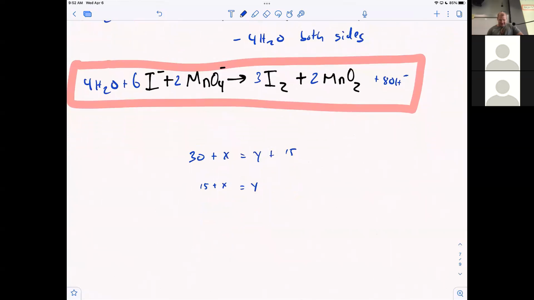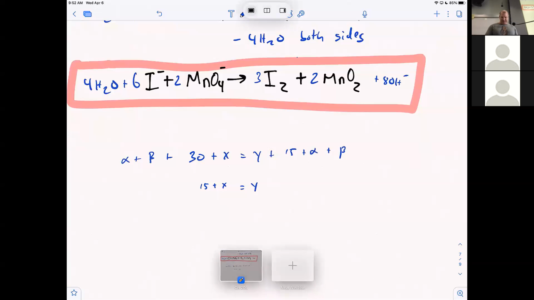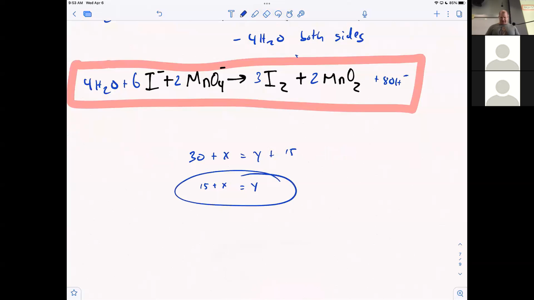I could write alpha plus beta on both sides and they would go away, right? So mathematically speaking, when you have an equation, you can put whatever you want, but then the term is balanced. So this is still a balanced equation, but you can get rid of all that stuff. And the other term is simplified. This is a simplified equation.